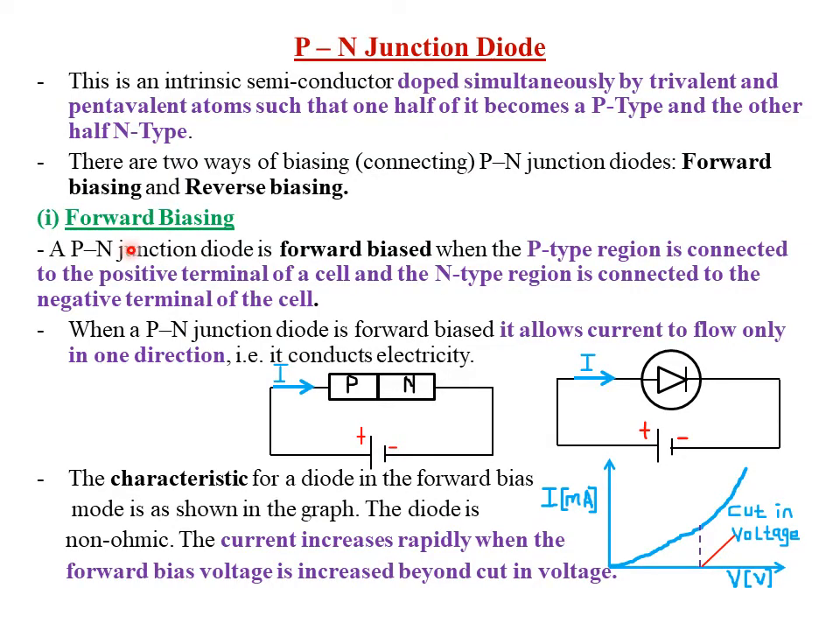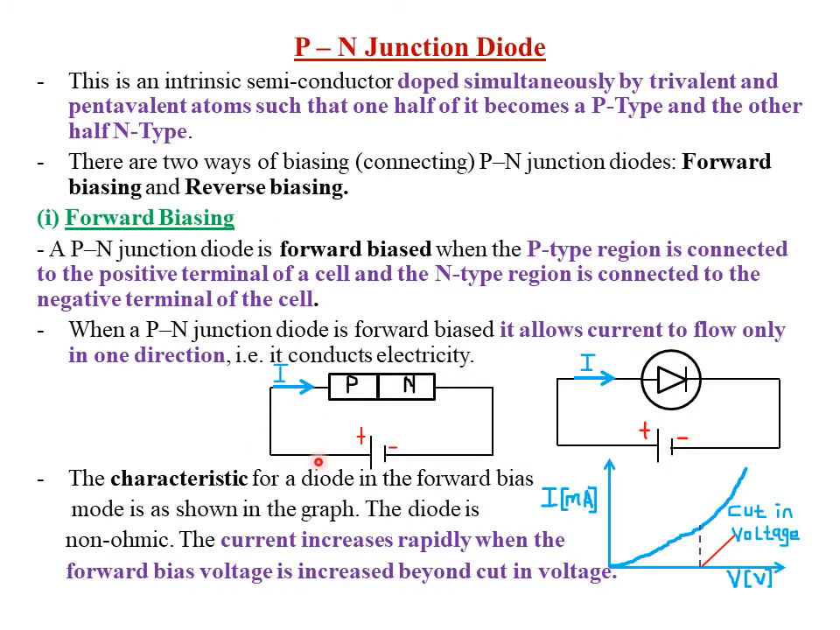junction. Now, a PN junction diode is said to be forward biased or forward connected when the p-type region is connected to the positive terminal of a cell or the source of power in that particular case, and the n-type region is connected to the negative terminal of the cell or the source of power. For example, you can see in this particular case, the positive terminal is connected to the p-type region and the negative terminal is connected to the n-type region. Therefore, this is an example of what we are calling forward biasing.